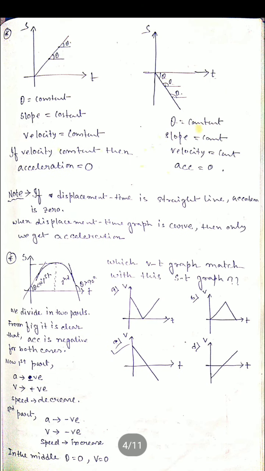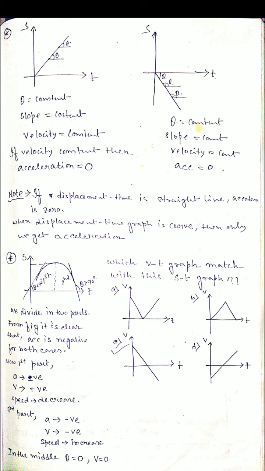Now next one, I also drew different kinds of displacement time graph. You see that these are two kinds of displacement time graph, and this is a straight line graph, no curve. So we can say that velocity is constant. Already we discussed, if there is any kind of straight line, either in a positive direction or in a negative direction, theta is constant. If theta is constant, velocity is also constant, because the slope of the displacement time graph gives us the velocity. If slope is constant, velocity is also constant, then acceleration is 0.